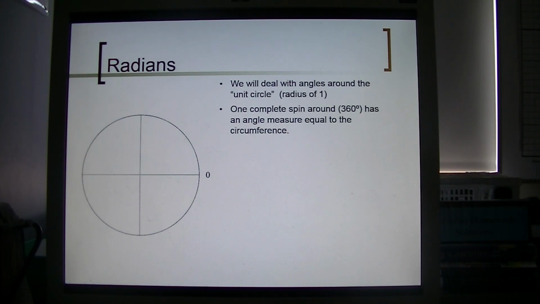Hold on a moment. One complete spin around, which is 360 degrees, has an angle measure that is equal to the circumference of an entire circle. What is the formula for the circumference of a circle? It is not pi r squared.